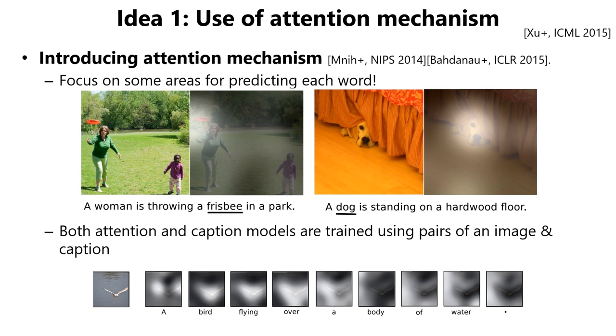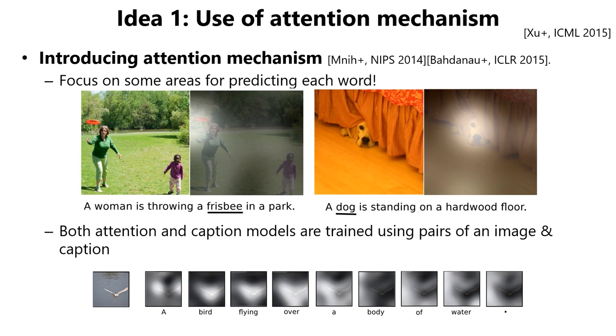A caption is generated by repeatedly estimating one word at a time, looking at the area of the image relevant to estimating the word. The attention mechanism is used to estimate which area of the input image is the best area to look at. When estimating the word frisbee here, you can see that the attention is strongly applied to the area where the woman is throwing something from her hand.